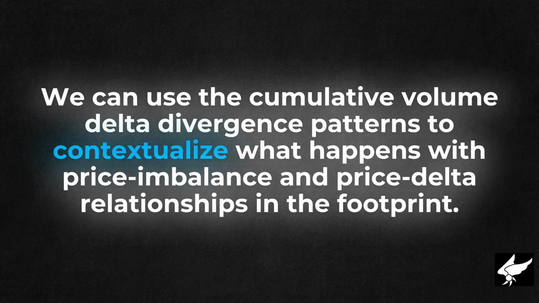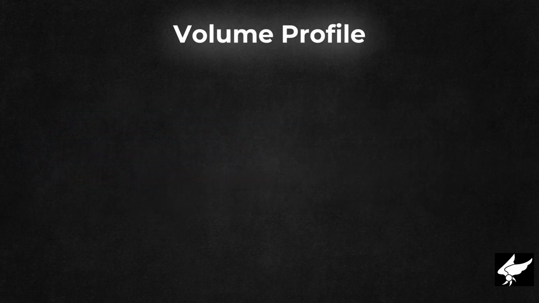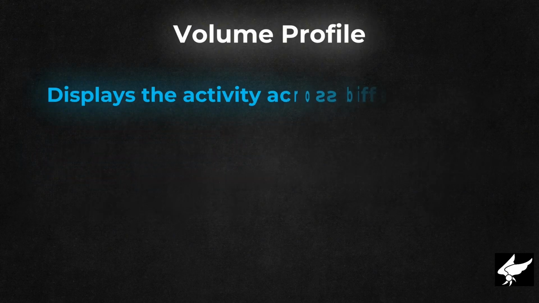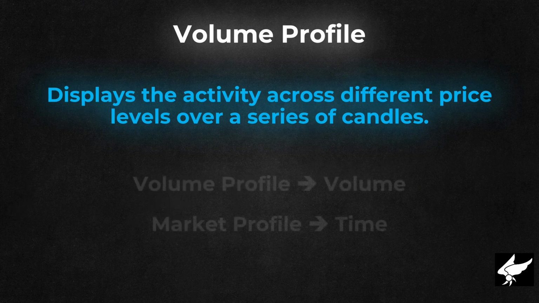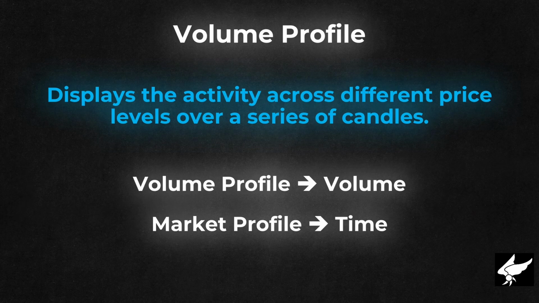We can, of course, use the cumulative volume delta divergence patterns to contextualize what happens with price imbalance and price delta relationships in the footprint. Another important tool of order flow analysis is the volume profile. The volume profile is a variation of Steidlmayer's market profile. It simply displays the activity across different price levels over a series of candles, so it's a volume at price tool. Market profile is similar, but it shows the level of activity in each price level based on time instead of volume. Let's learn the main features of the volume profile, and then we'll learn how to use it for market analysis.